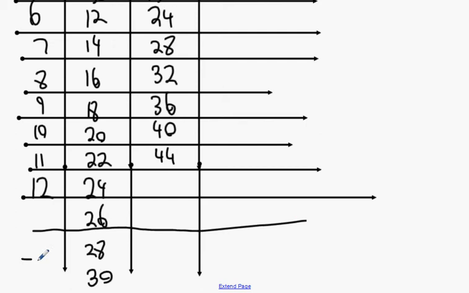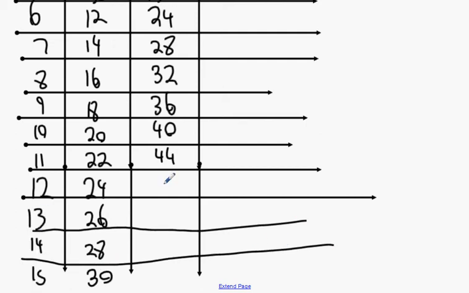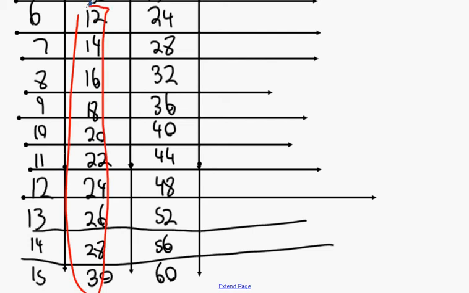Happy enough with that? 13, 14, 15, and this is going to be 48. Sorry, 52, and 56 and 60. Now I have to pick one number from this column, one number from the red, and one number from the blue, and they have to add up to 74.